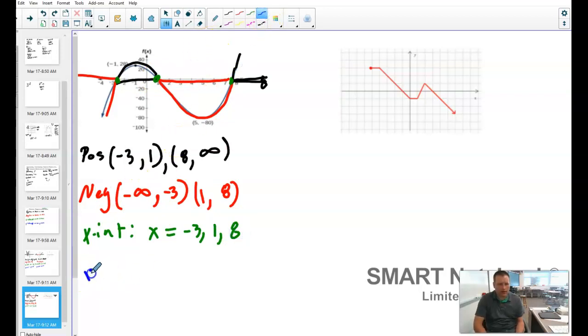And then for my y-intercept, that's nice. I can see this one as well. It's on the screen. That's going to be right here at this point, which looks like it's at 20. So I go y equals 20 for that one.